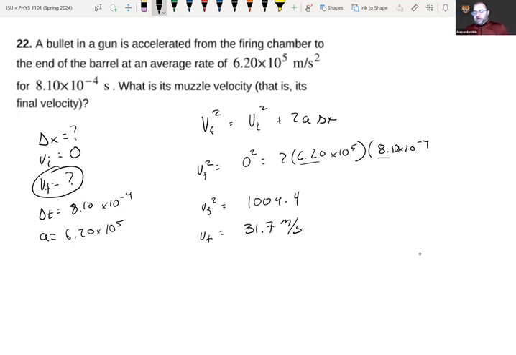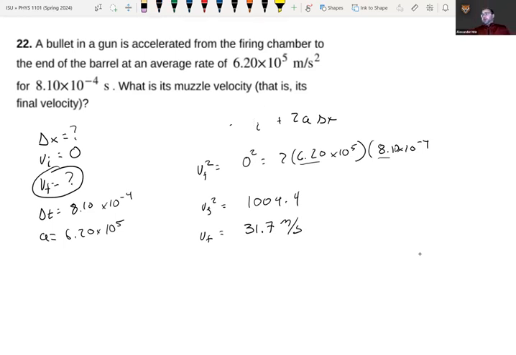Now, I checked this. 31.7 meters per second does seem quite slow for a bullet, but maybe this is like a pellet gun or something. So maybe that's what's going on there. But in any event, hopefully you got this. I used delta x instead of delta t.